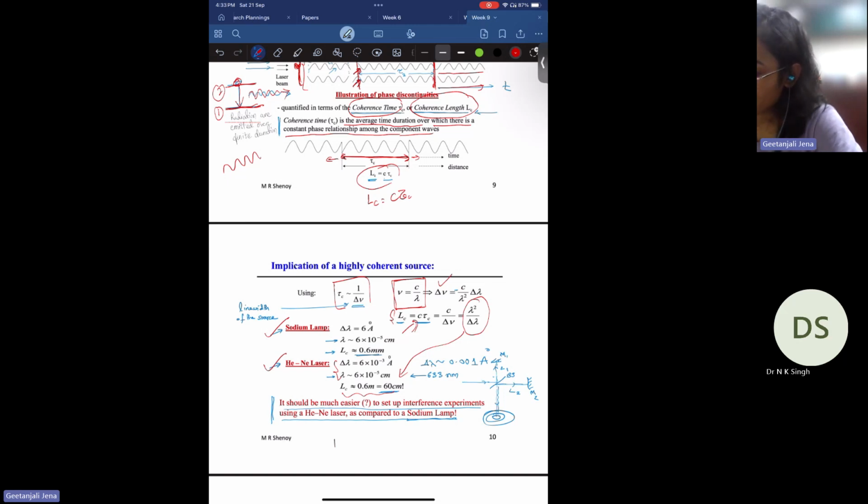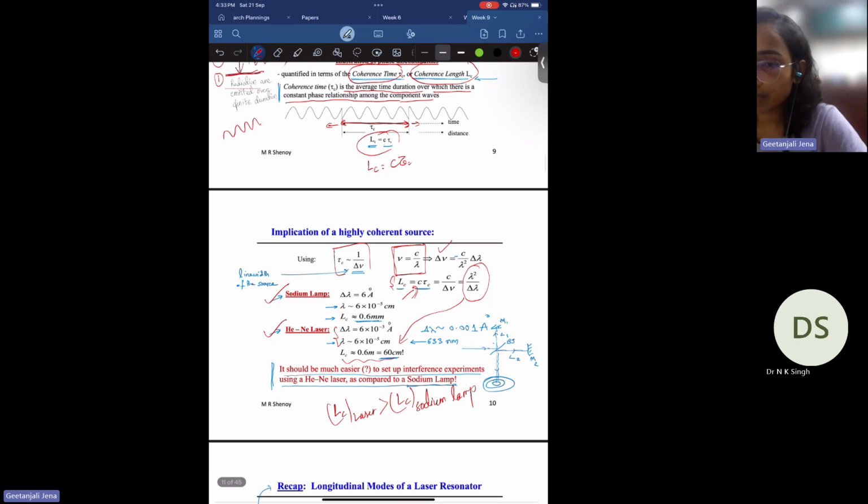So you can see the LC for the laser is greater than LC of sodium. That means the laser source can maintain a constant phase relationship over a longer length as compared to the sodium lamp, a broad line source. That is why we use laser to study the interference experiment.